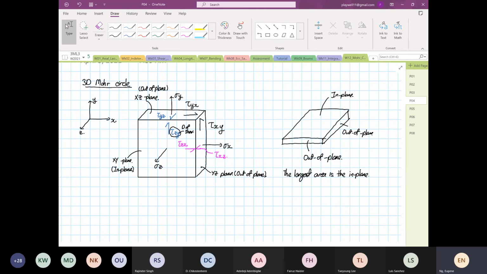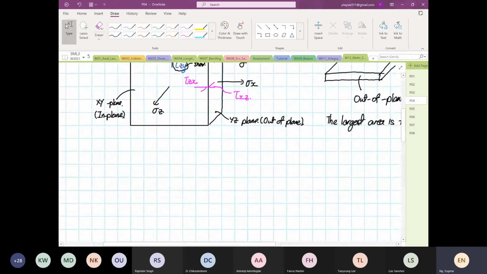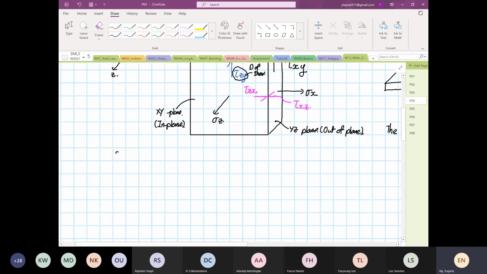Okay, so again, the 3D Mohr circle. The 3D Mohr circle is based on, or is to determine principal stress.